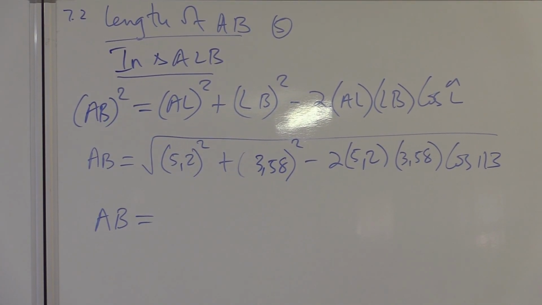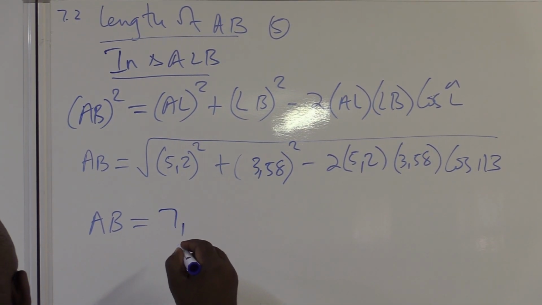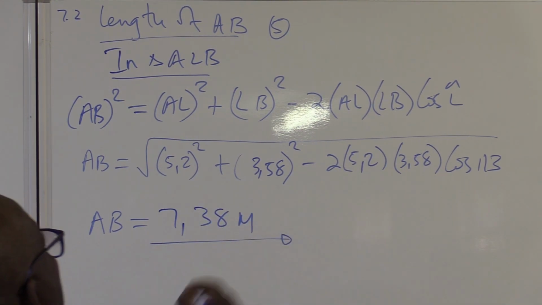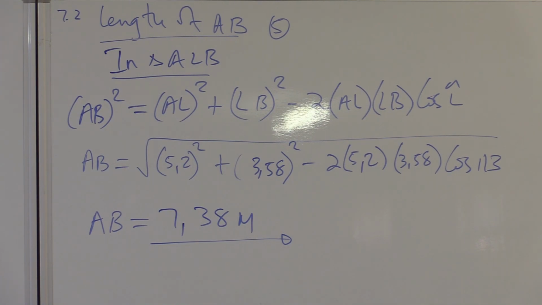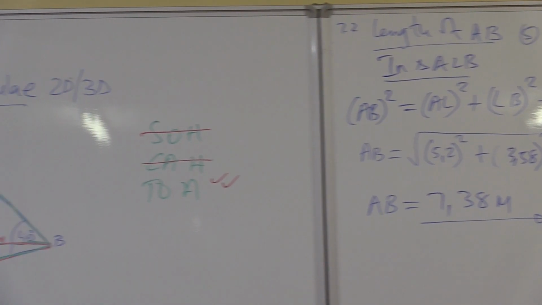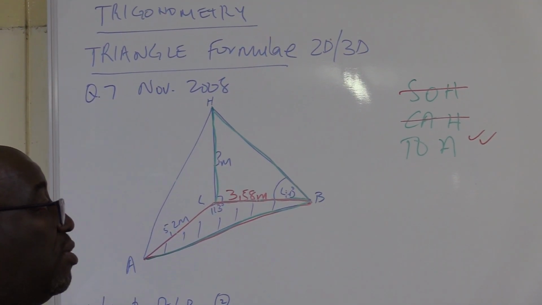Let's do this thing. Then you press your calculator. You press all the values that you see. Then you press your equal sign. It will give you 7,3759. Correct to 2 decimal places, it will be 7,38 meters. This is how you go about using your cosine rule. Remember, the diagram was helping me. If I'm using this triangle, there is no right angle triangle. So it's either I use sine rule or cosine rule.